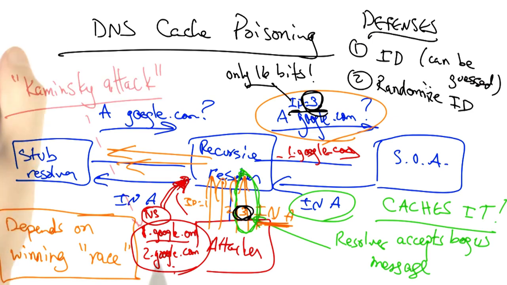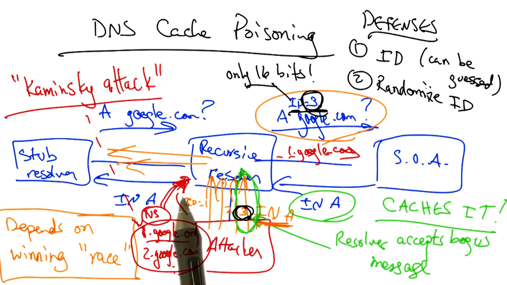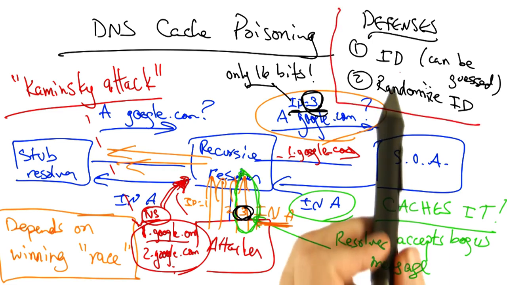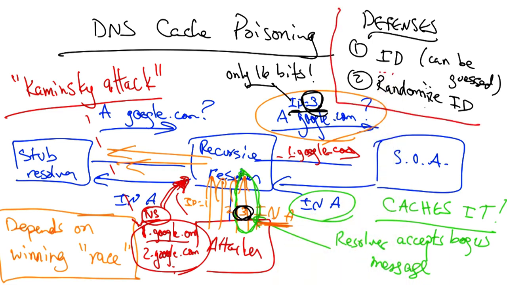This idea of generating a stream of A record queries to generate a bunch of races and then stuffing the A record responses for each of these with a bogus authoritative NS record for the entire zone is what's called the Kaminsky attack, after Dan Kaminsky, who discovered the attack. The defenses of picking a query ID and randomizing the ID help, but remember the randomization is only 16 bits. So let's think about other possible defenses.